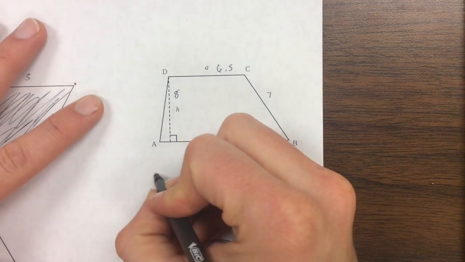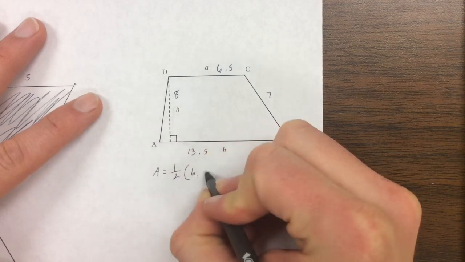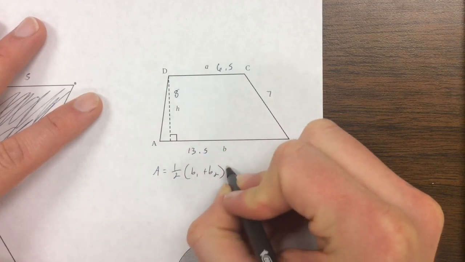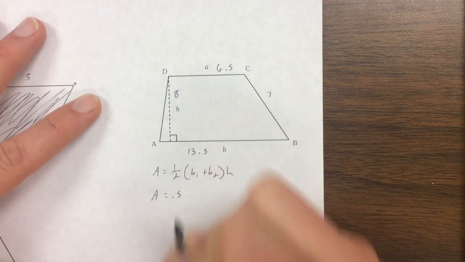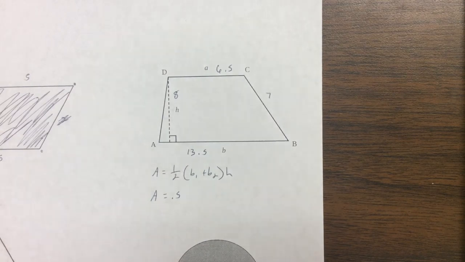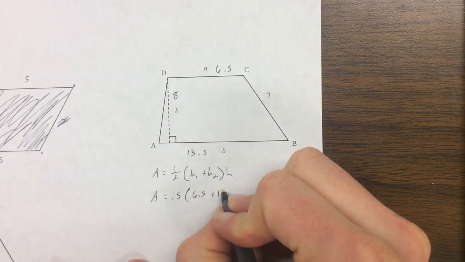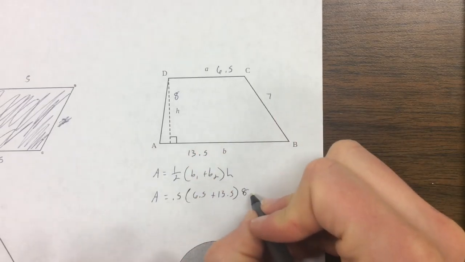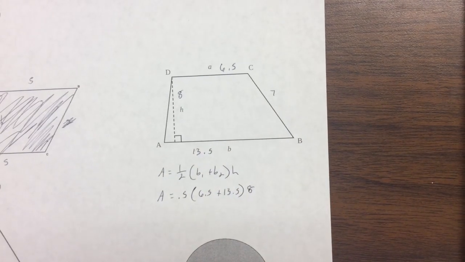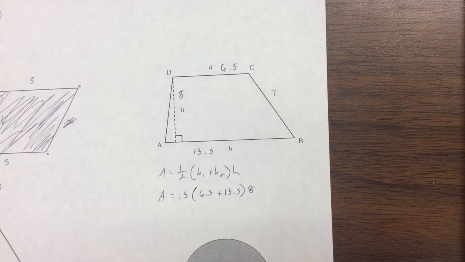So for the formula, we're going to have area equals 1/2 (B1 plus B2) times height. If you don't like fractions, you're more than welcome to put a 0.5 there or a 5/10. I'm good with that. (6.5 plus 13.5) times the height of 8. So I'll kind of leave that there for a second so you can kind of process where all those numbers came from.